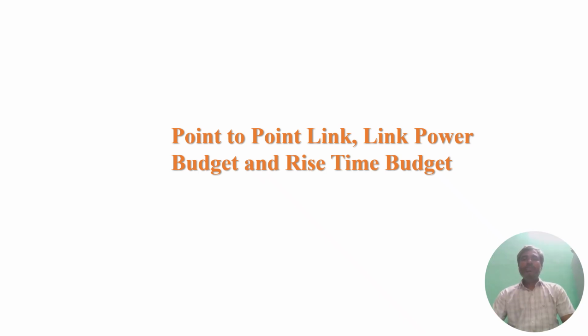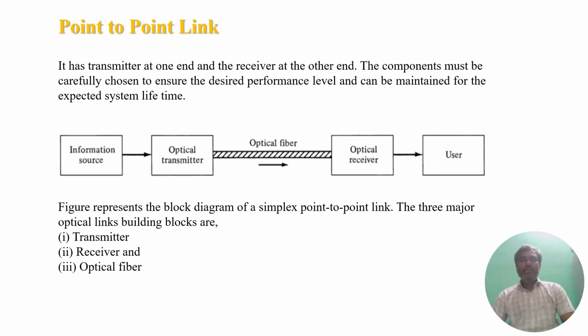In this session, we will discuss point-to-point link, link power budget, and rise time budget of optical communication system. The point-to-point link has a transmitter at one end and a receiver at the other end, and the transmitter and receiver are connected with the help of optical fiber.